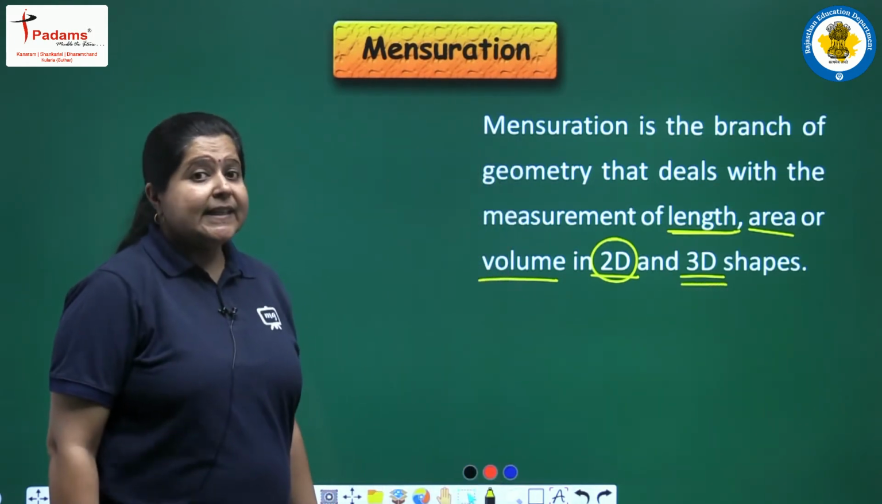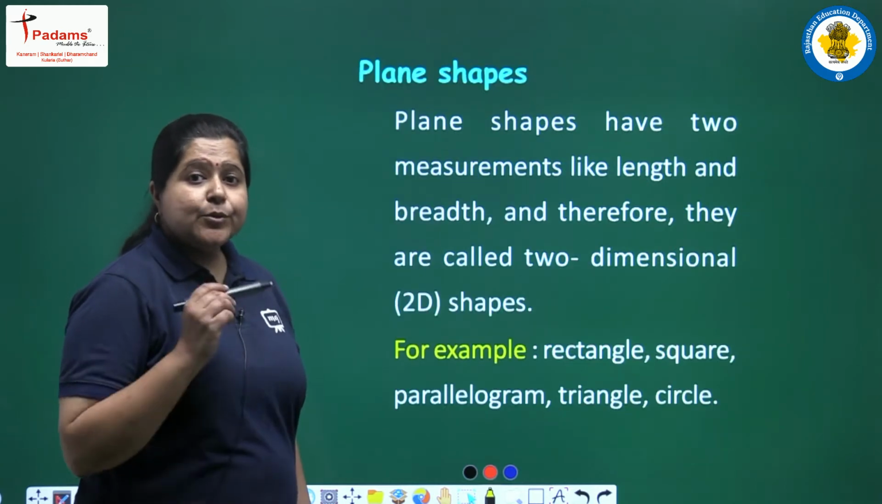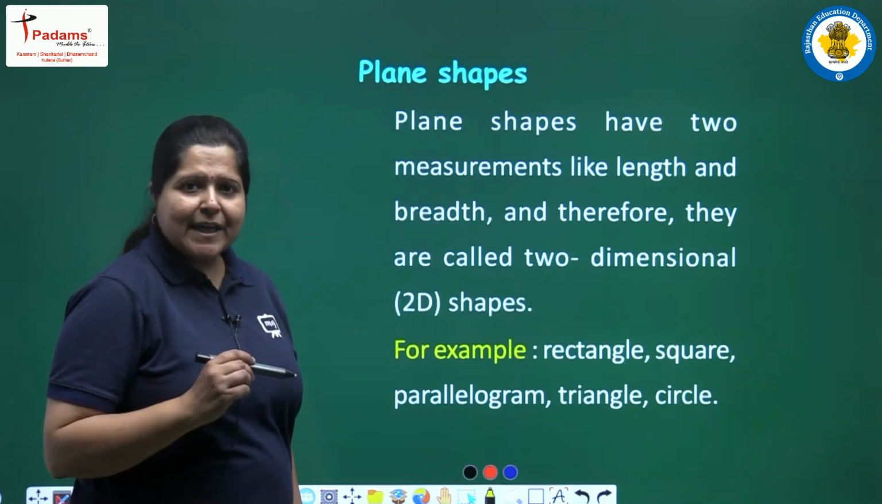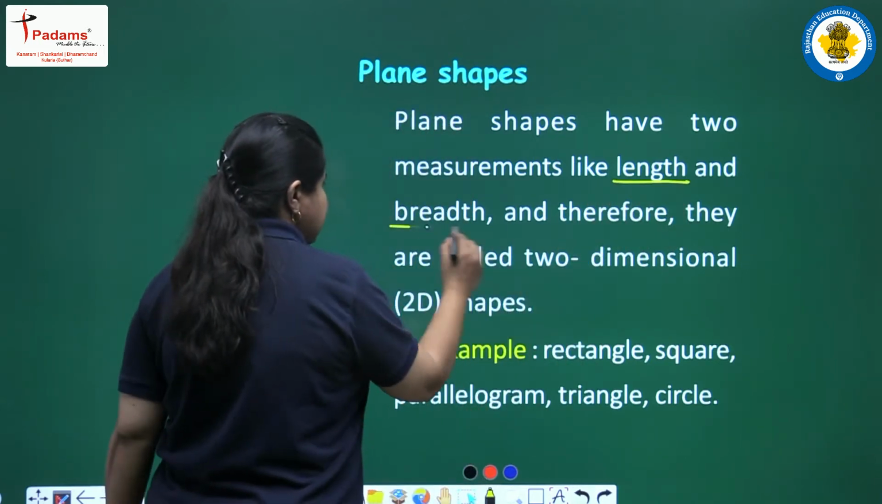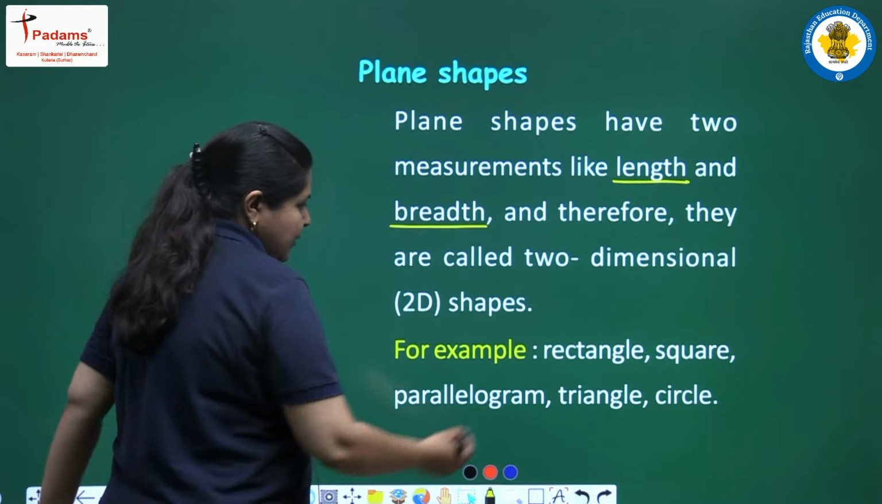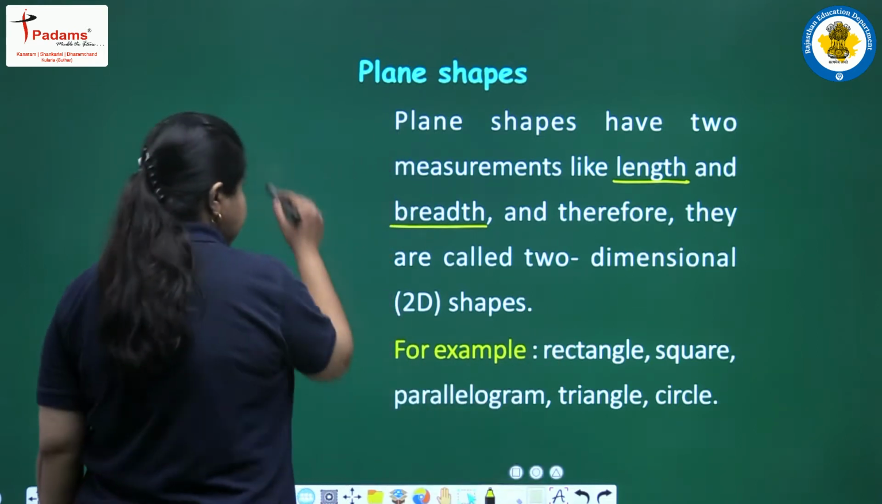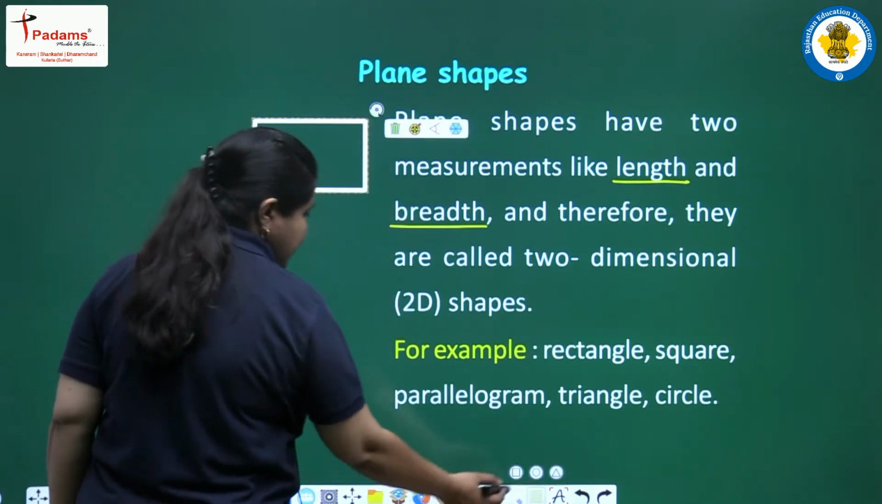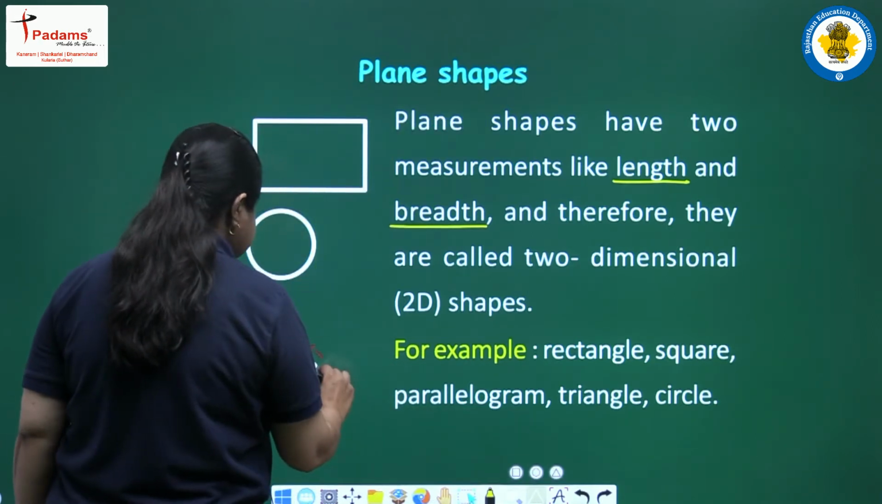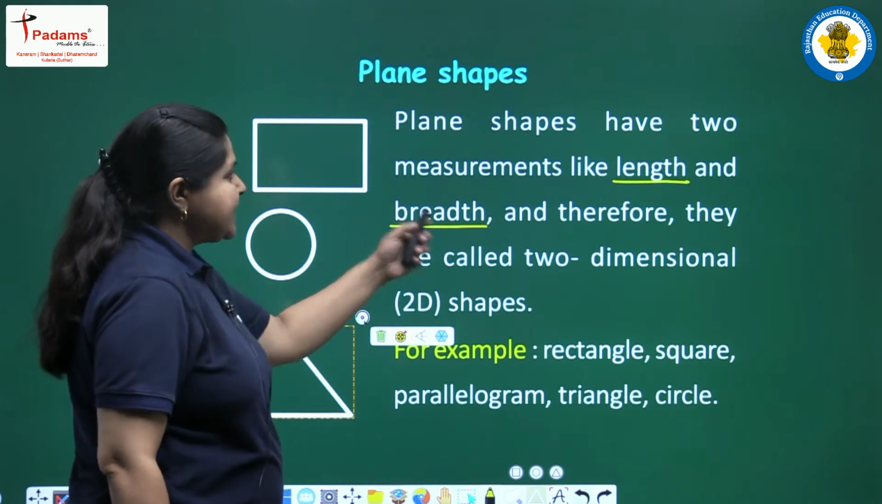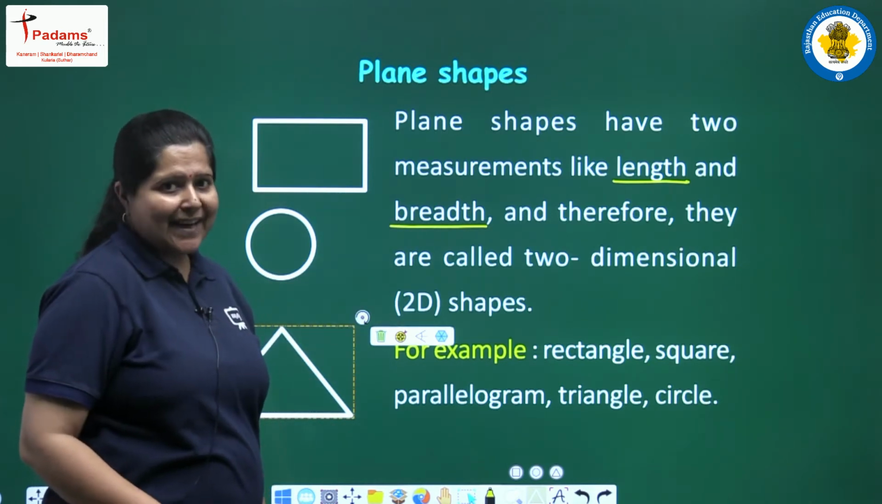Also recall here that plane shapes are said to be two-dimensional shapes or simply 2D shapes which have only two measurements, one along the length and the other along the breadth. And we have these most common examples: a rectangle or a square or a circle or a triangle. All these are plane shapes that have two dimensions, length and breadth.